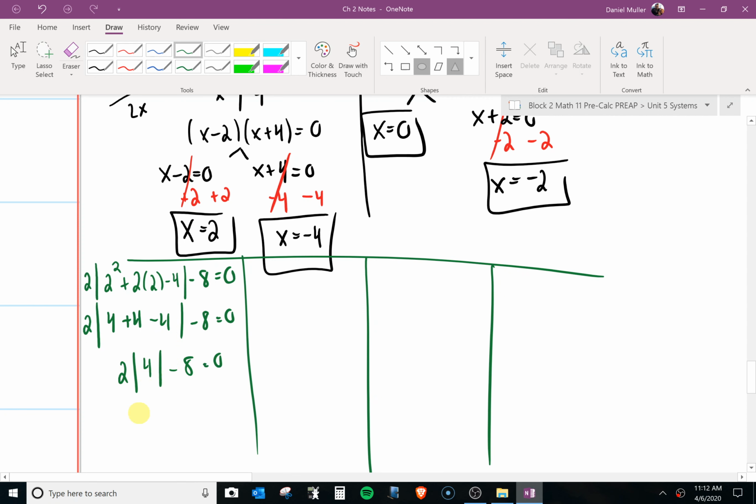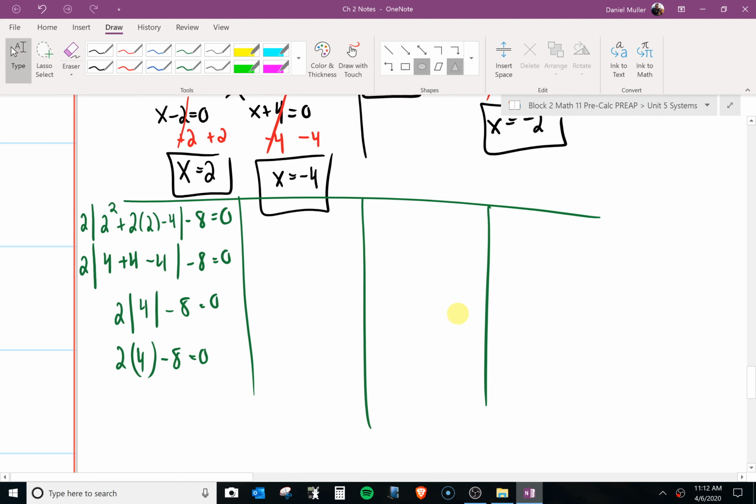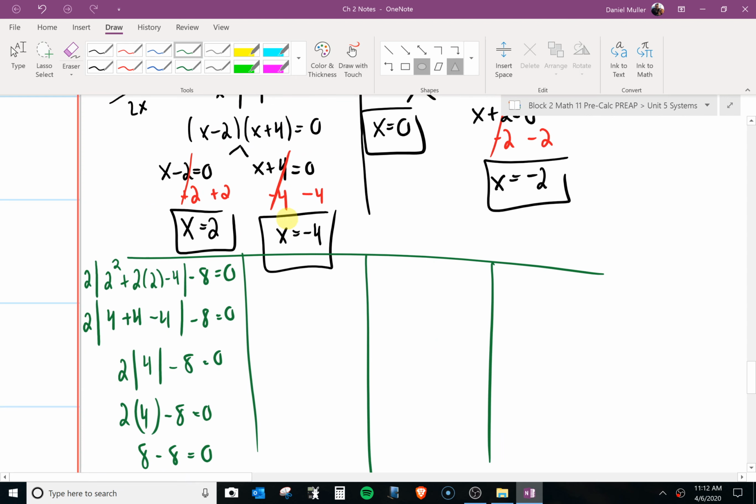Now the absolute value of 4 is just 4. So I have 2 times 4 minus 8 equals 0, and you can see this works. 2 times 4 is 8. 8 minus 8 equals 0. 0 equals 0. A ton of work. Now we have to do it only 3 more times.